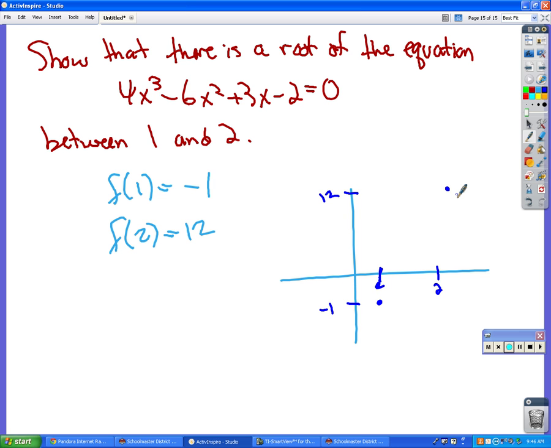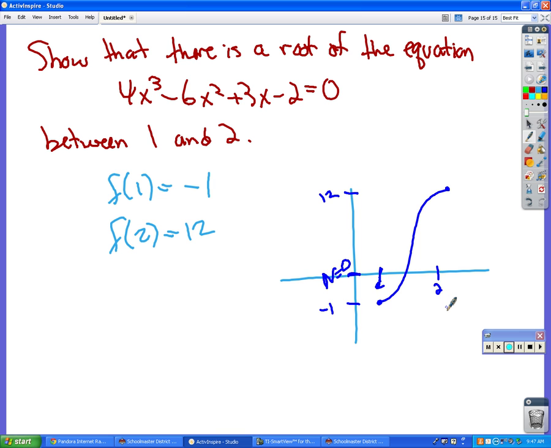So since this is a polynomial function, which means it's continuous, what has to happen between this point here and this point here? It has to cross the x-axis. So in this case, the value for n that we wanted to choose would be n equals 0. So since f of 1 is negative and f of 2 is positive, there's no way I can draw a continuous function that connects those 2 points without somehow crossing the x-axis, which means that it must have a root in between 1 and 2.